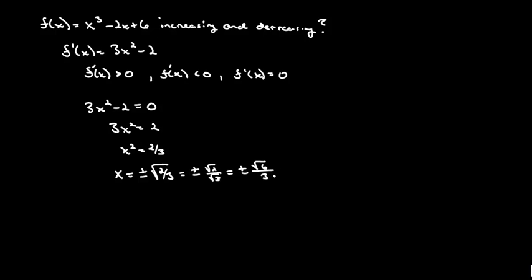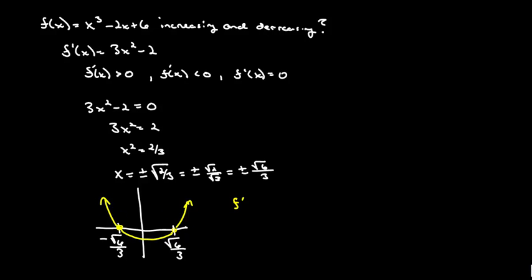Okay, now what we should do is figure out what happens at these 2 points. This function, by the way, looks something like this. So here's negative square root of 6 over 3, and here's positive square root of 6 over 3. These are the intercepts of the derivative, and we know that the derivative goes like this, comes like this. So that means that the function is increasing whenever the derivative is positive, meaning up in these spots.